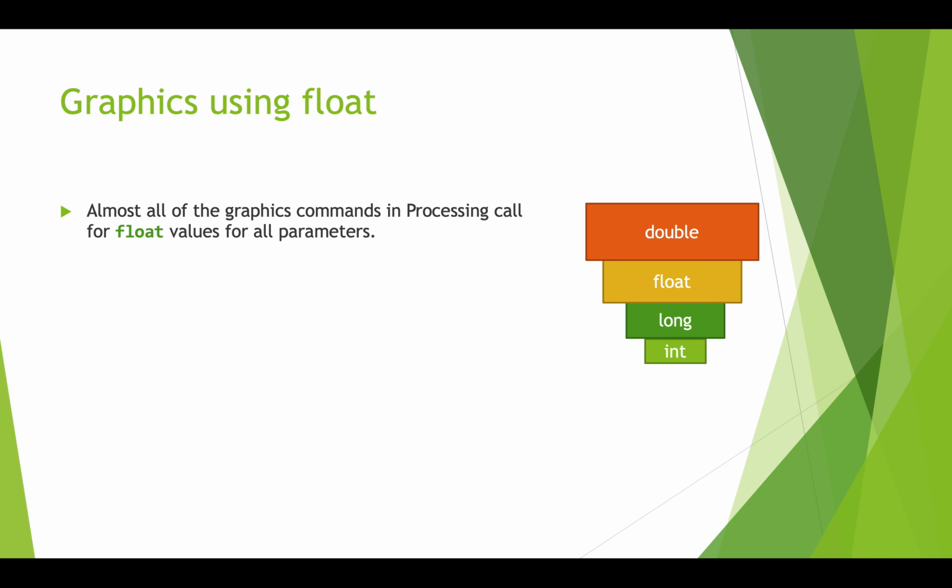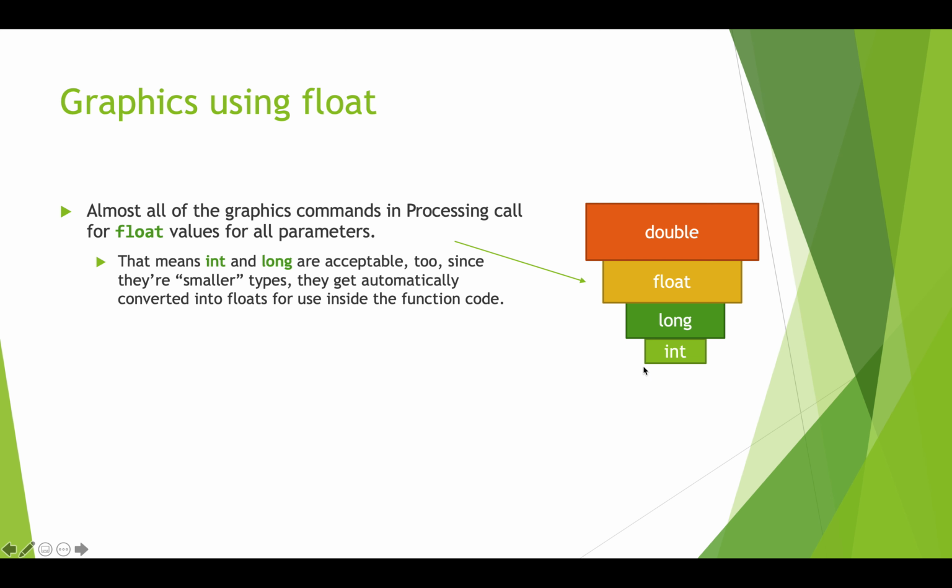In Processing, we've been doing a lot of graphics calls like rect and line and ellipse and so on, and what you probably don't realize is that all of those calls to the drawing functions actually call for float parameters if you looked at the reference for Processing. But because we've been using int, that works fine because int is a smaller type. And so every time we pass in ints to like the rect or the line or the ellipse function, they're actually getting automatically converted into floats for use inside of that function.